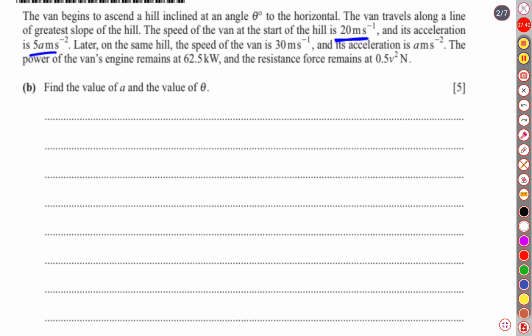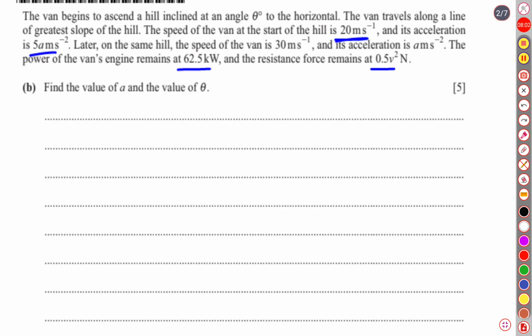Later, on the same hill, the speed of the van is 30 meters per second and its acceleration is a meters per second squared. The power of the van's engine remains 62.5 kilowatts and the resistance to motion is also 0.5 v squared newtons. Find the value of alpha, or acceleration, and the value of theta.